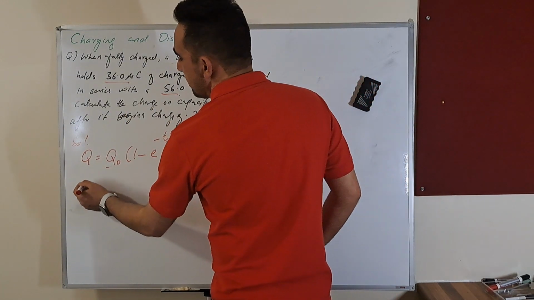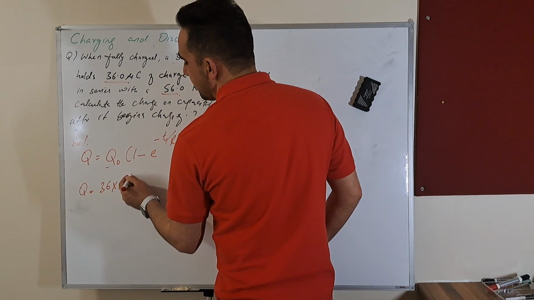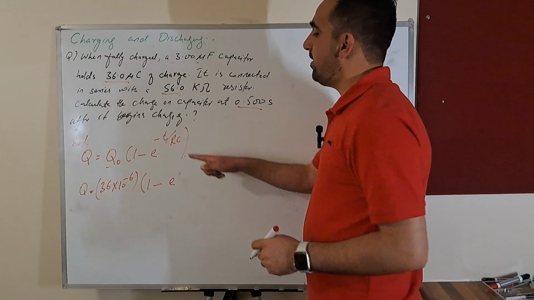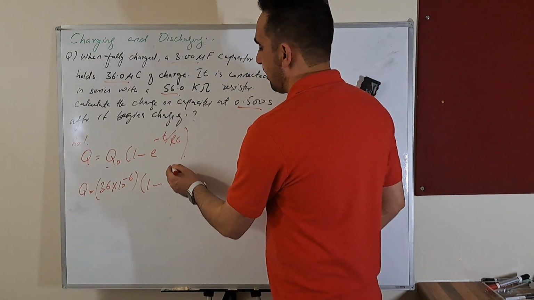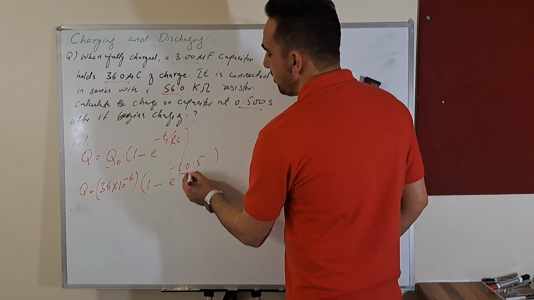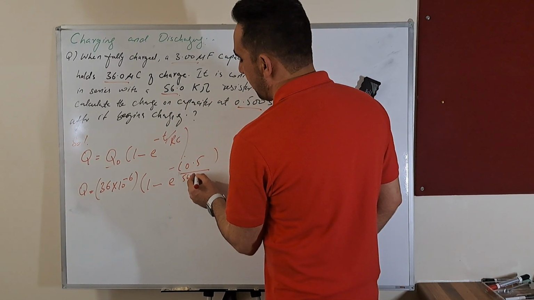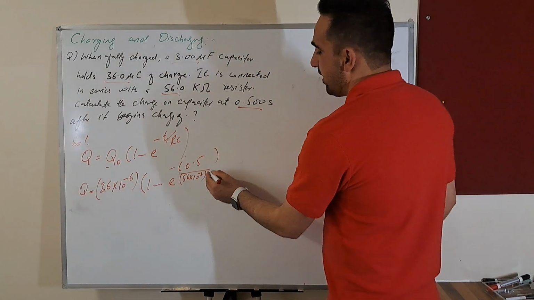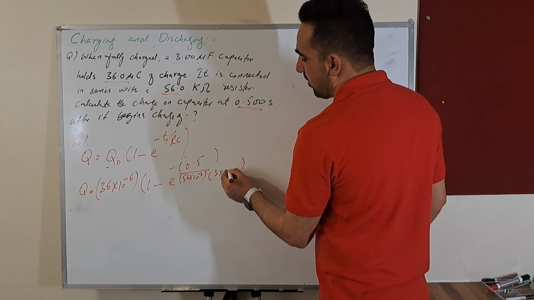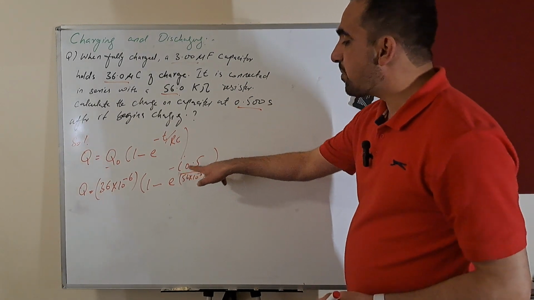Okay, so Q is equal to Q naught, that is 36 times 10 to the power minus 6 coulomb, 1 minus exponential of minus T, that is 0.5 divided by R, which is 56 times 10 to the power 3 because it's kilo, and then we got the capacitor, which is 3 into 10 to the power minus 6, micro, that is farad. So we got the exponential power.